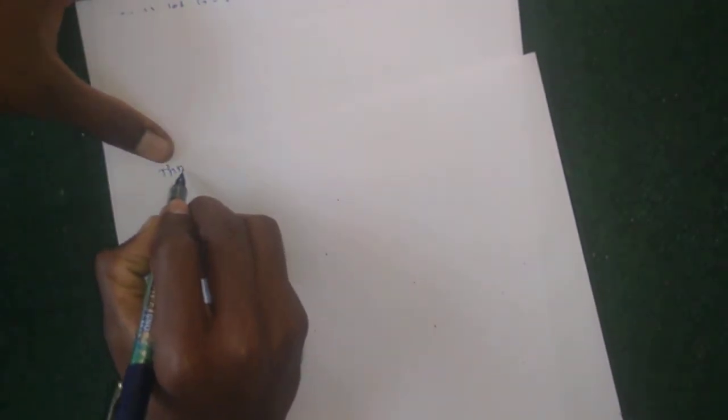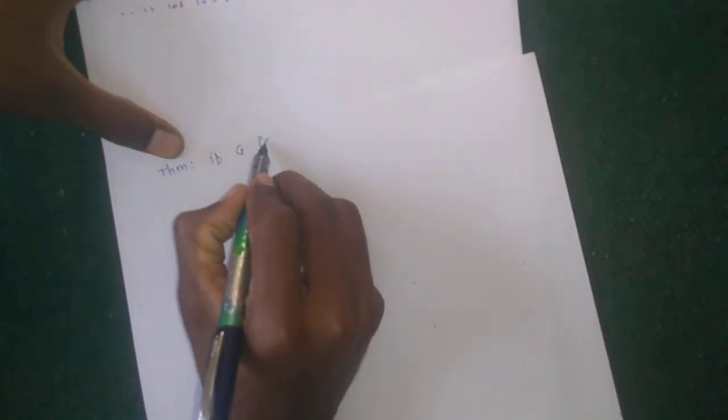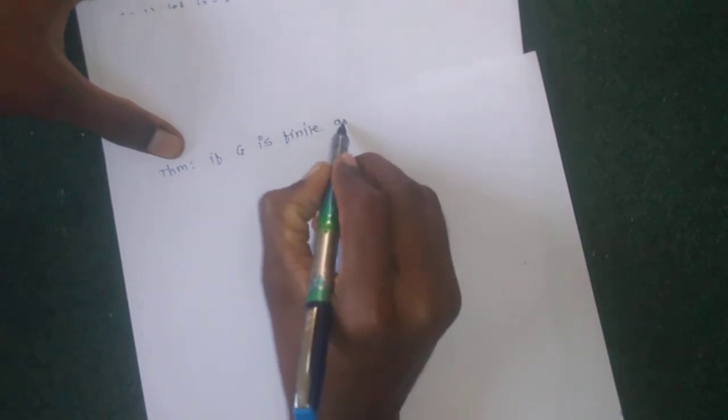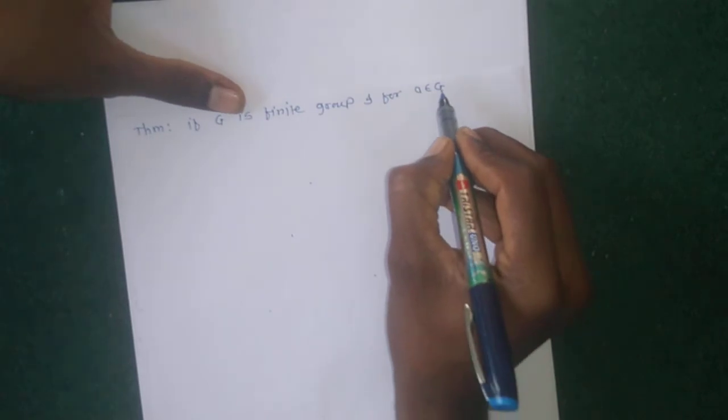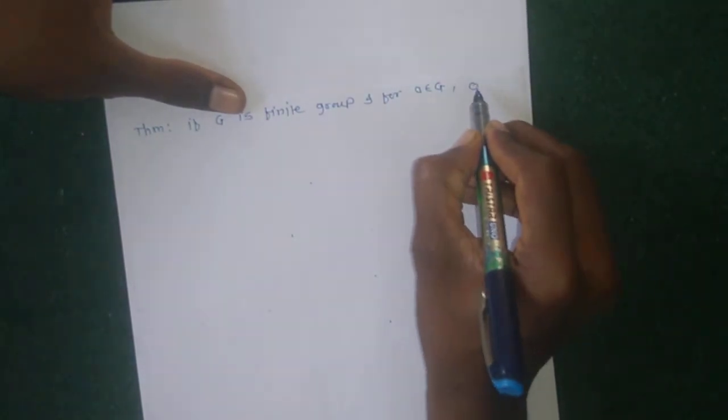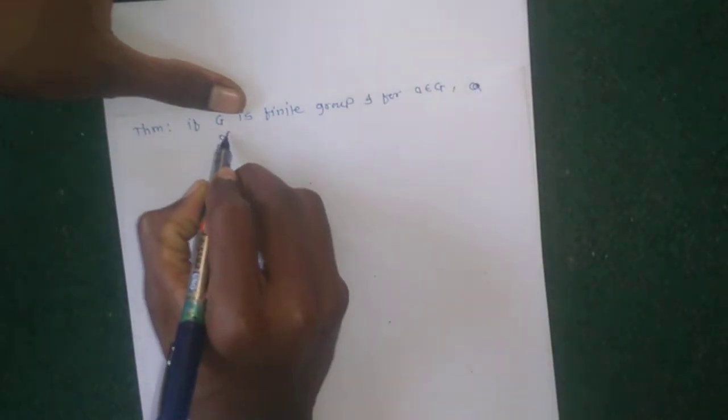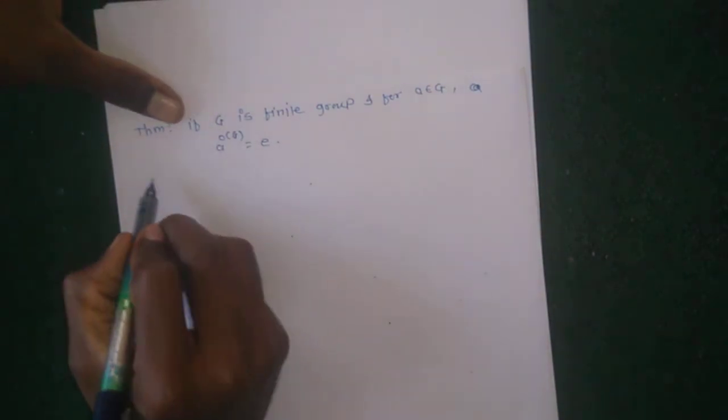Then the next theorem. If G is a finite group and a belongs to G, then a raised to the order of G equals identity. This is also a very simple proof.